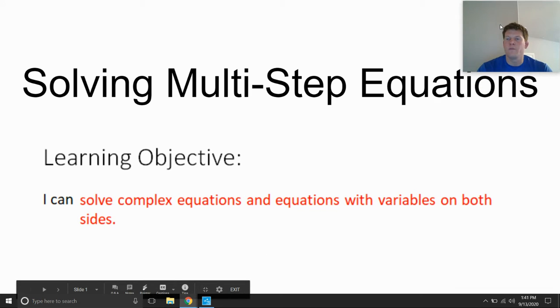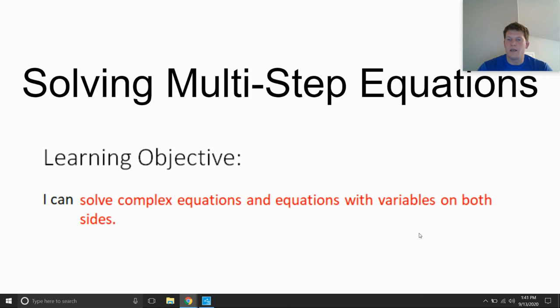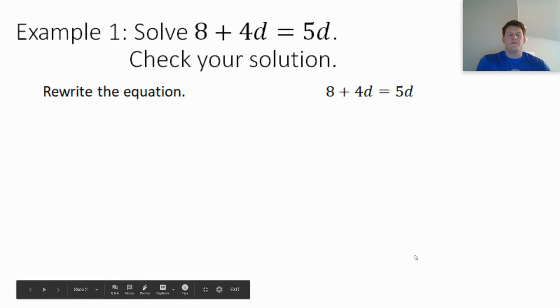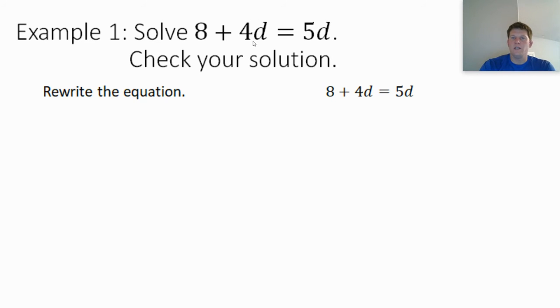Let's get into it. 4 examples today. Here's our first one. It says solve 8 plus 4d equals 5d, and then check your solution. So first I rewrote the equation. Now a little backstory. When we're looking at equations and they have variables on both sides, the first thing that I like to do is I try to get the variable only on one side.